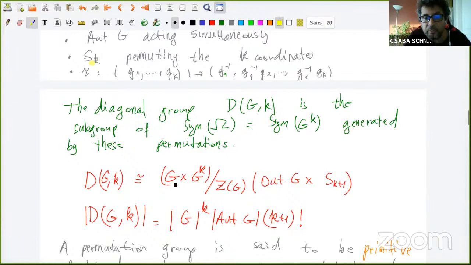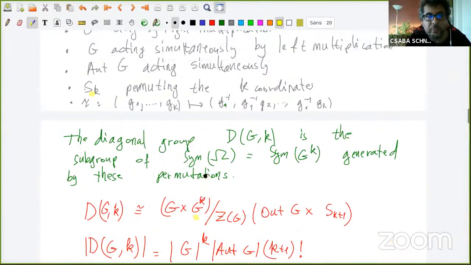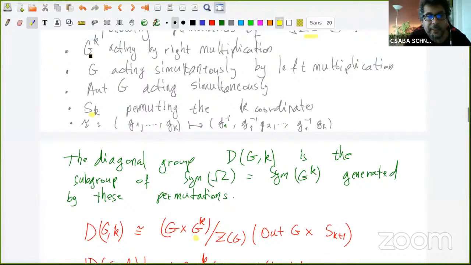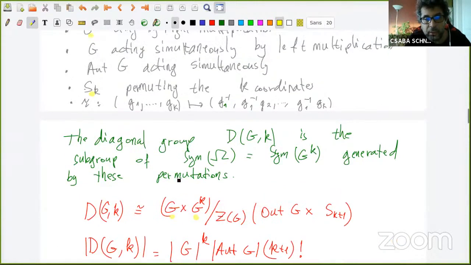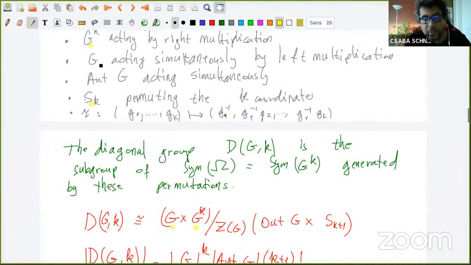So the diagonal group is isomorphic to a direct product of K plus 1 copies of G, with the center being quotiented out, and extended by the direct product of the outer automorphism group with the symmetric group of degree K plus 1. So what's happening here is that this G to the K corresponds to G acting by right multiplication, right? So this lonely G corresponds to G acting by left multiplication.